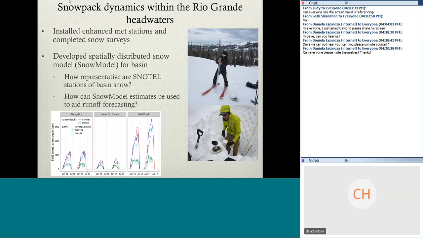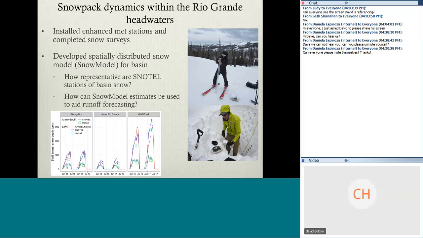This plot on the bottom highlights a few of our manual snow surveys that we collected around three different SNOTEL gauges in the basin. The blue SNOTEL snow water equivalent is shown for two different years, and it's compared to the historic average in red. Water year 2016 and water year 2017 were fairly close to average years compared to the historic average.